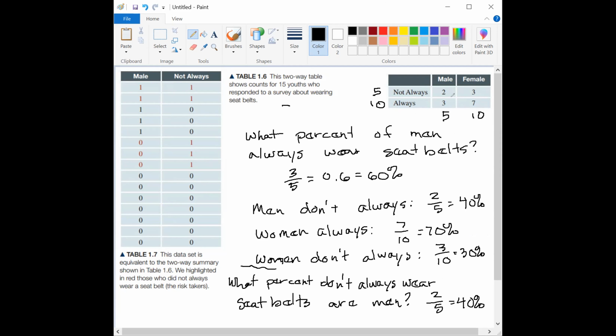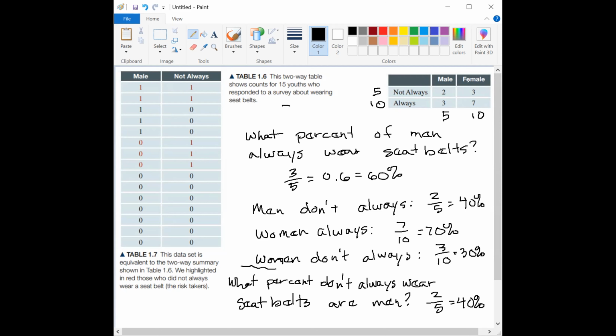And the issue that you run into if you look at the raw data is that if you compare these two, you'd say, well, there's more women who don't always wear seatbelts than men. So it looks like women are more likely to not always wear seatbelts, but there's also more women who always wear seatbelts, right? You've got 3 women versus 2 men for not always wearing their seatbelts, and 7 versus 3 for always wearing the seatbelts. And so women are higher for both.